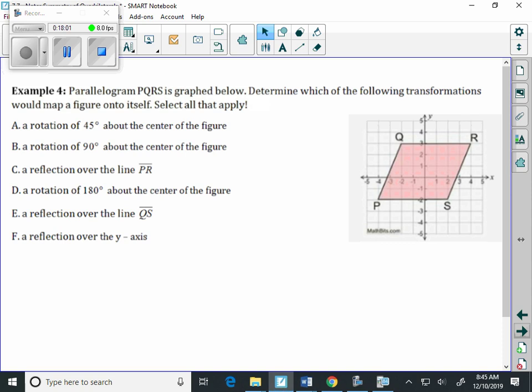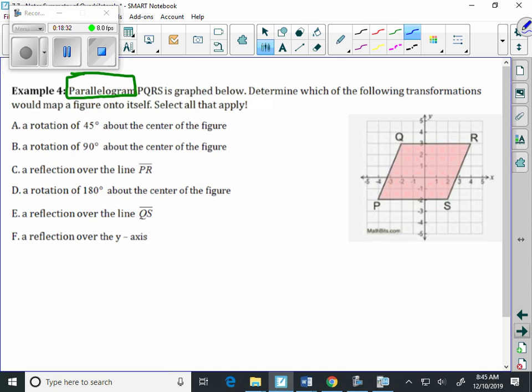If we look at number 4, parallelogram. Again, up to you. I find it helpful because we know some features of a parallelogram, and if nothing else, we can flip our paper over and look back at some of the other characteristics of a parallelogram to help us decide what we need here. But if we deal with the reflections first, because those are a little bit easier, this one says a reflection over the line PR.